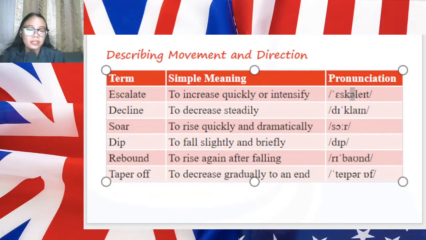Now, when something rebounds, it recovers quickly after a period of decrease or difficulty. So it implies a return to a previous level or even a higher level after experiencing a downturn. When it comes to data, it describes a line on a graph that initially drops and then quickly reverses direction, which shows an upward movement, of course. It suggests resilience and recovery.